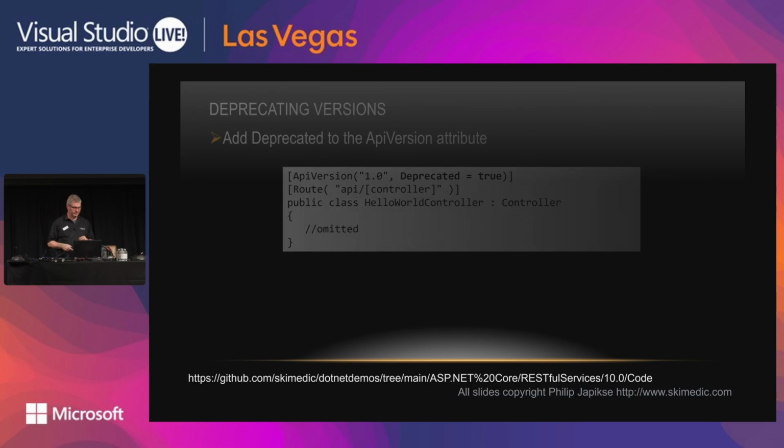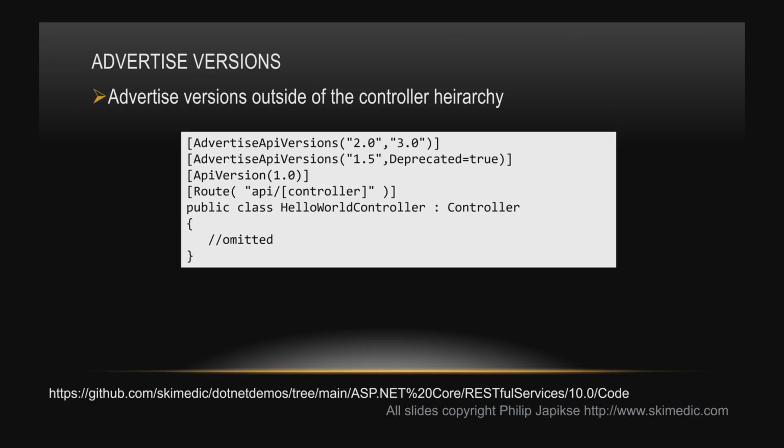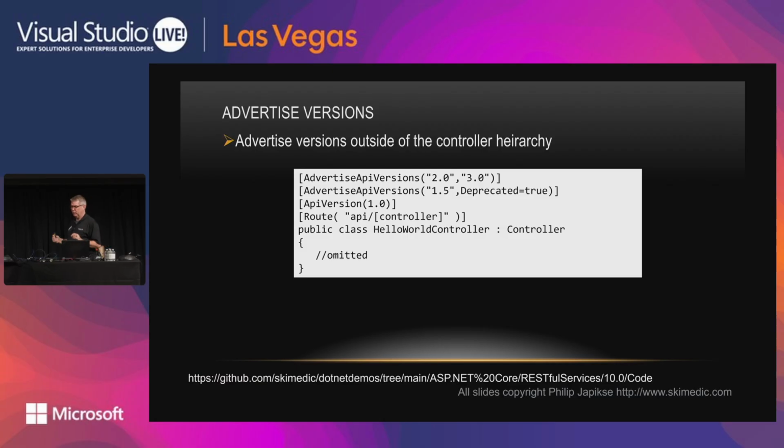You can advertise versions outside of the controller hierarchy. This is important to understand. We're going to talk a lot more about it this afternoon, but the way that the documentation works, it looks at your controller hierarchy, and it will say, these are the versions that are supported. So that presumes you've got a base controller. I'm going to show you that this afternoon.